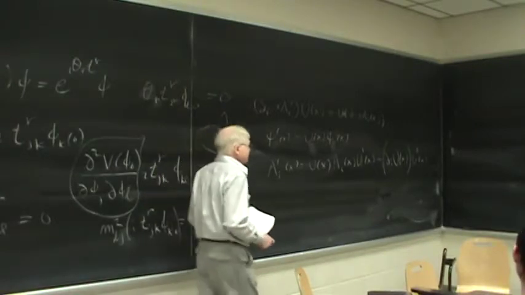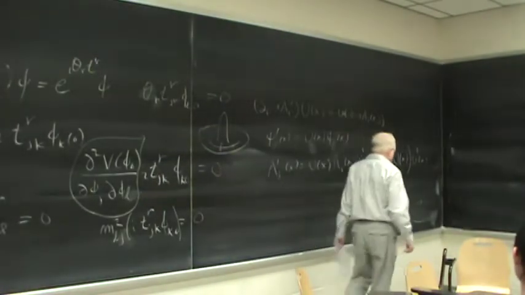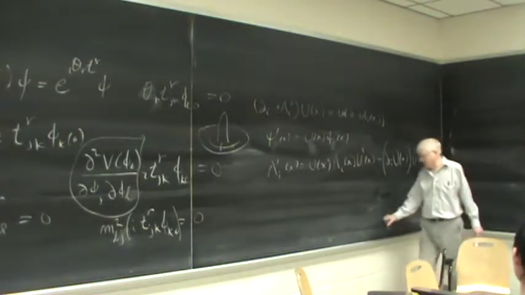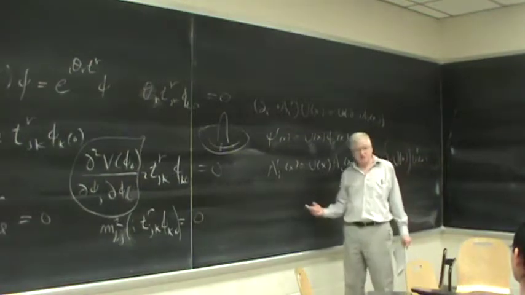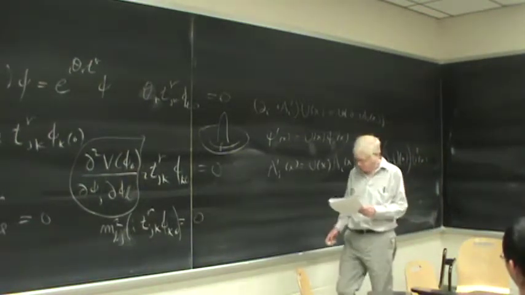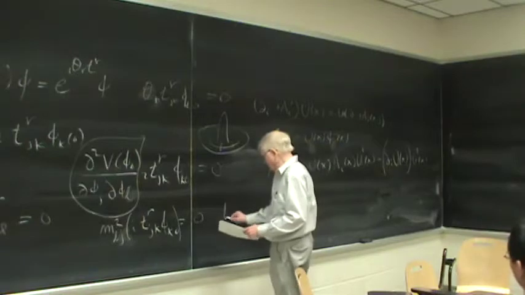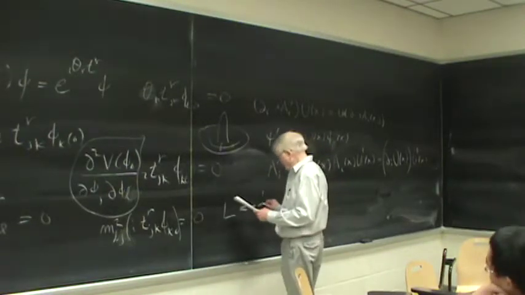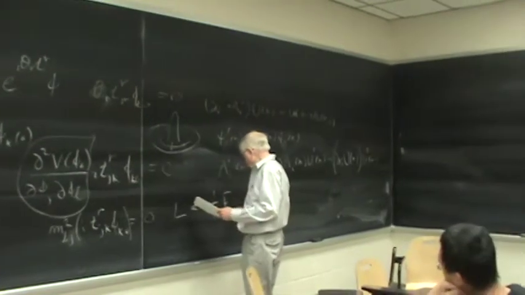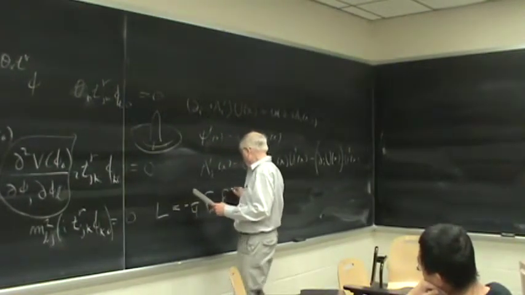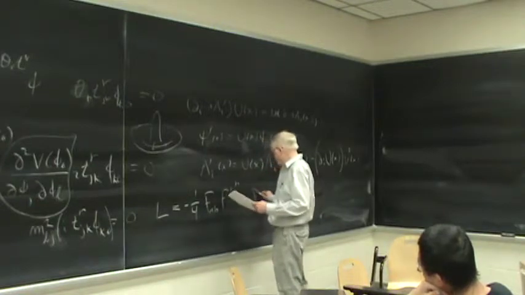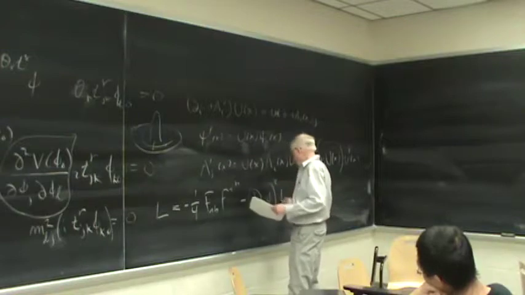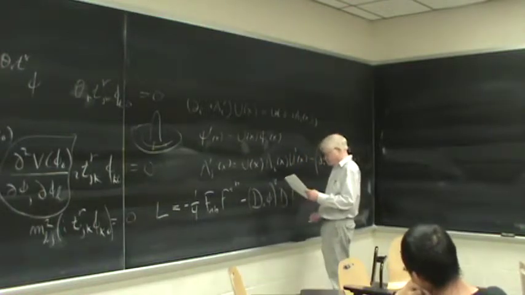So let's look at the abelian Higgs mechanism. In other words, what happens if we have spontaneous symmetry breaking in a theory with a local symmetry? Since I have some unused blackboard here, I will use it. Minus a quarter F_AB, minus D_A phi star D_A phi.